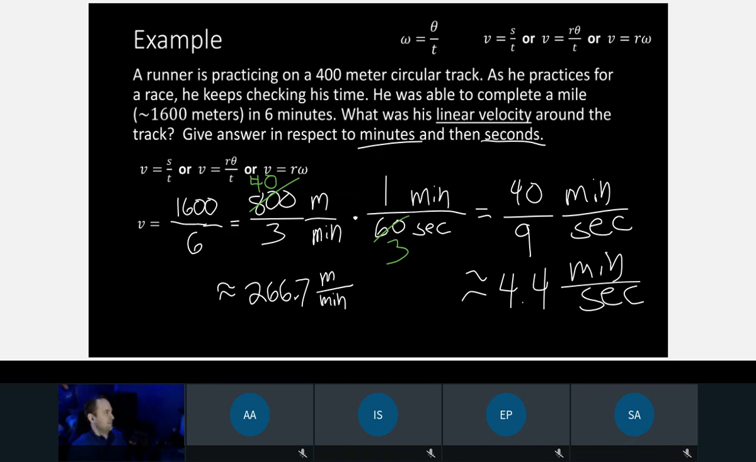Oh, wait, what did I do? Oops. No one corrected me. Minutes and minutes cancel out. We're left with meters on top, not minutes. Thank you. Meters per second, not minutes per second.